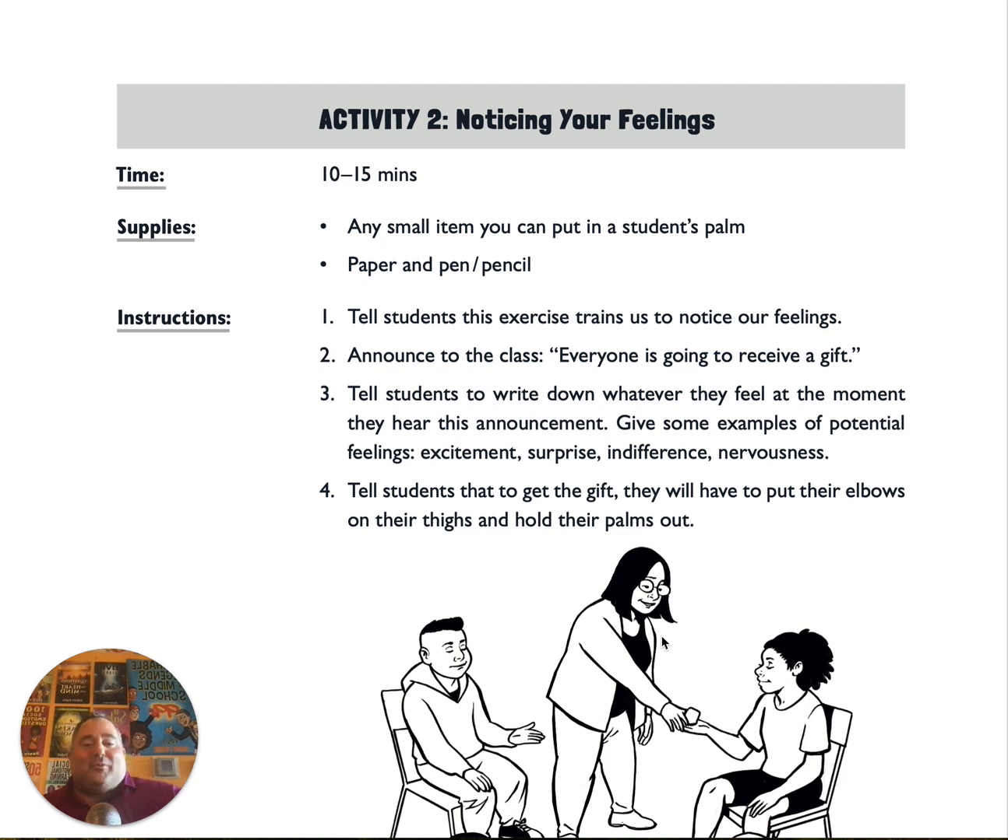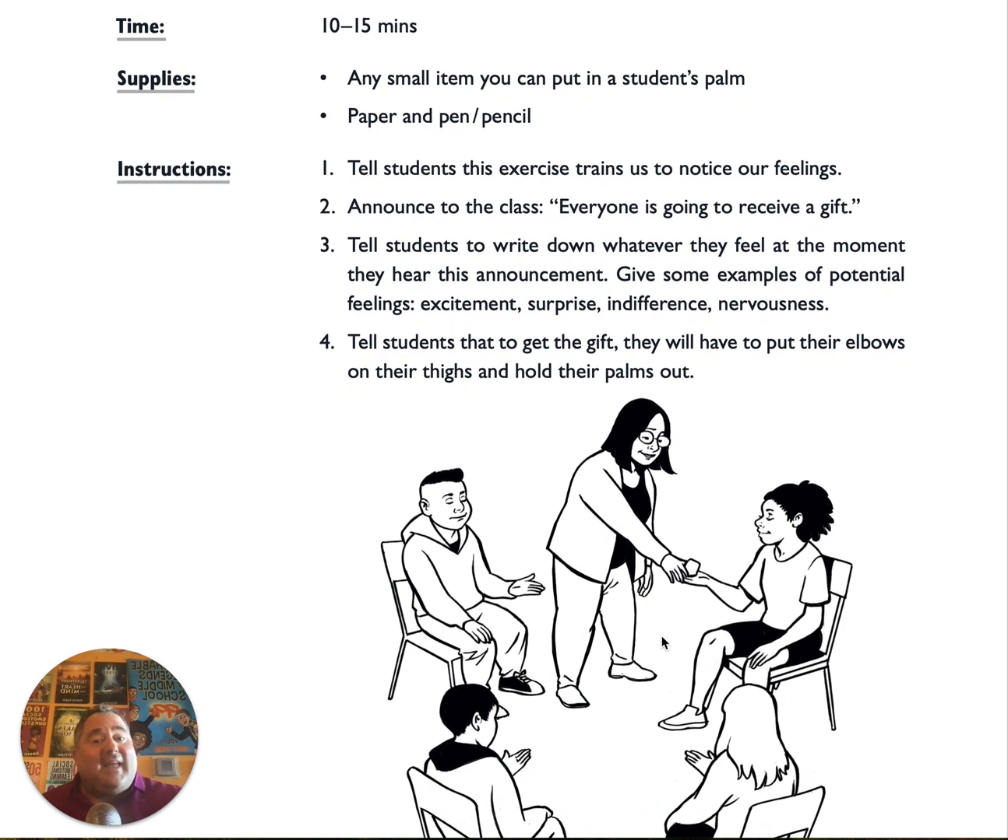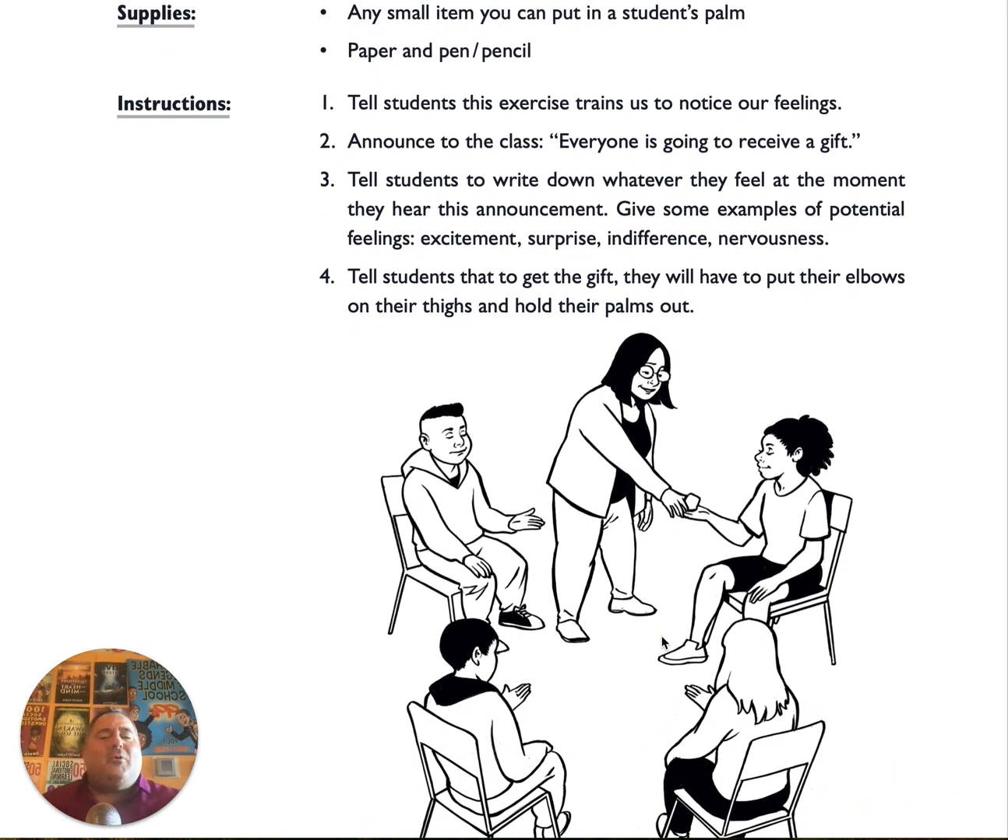Give some examples. You might feel excitement. You might be surprised. You might be indifferent. You might be nervous. Well, what kind of gift? All of this sort of builds the intrigue and the kaleidoscope of feelings they might be feeling, and all of it is welcomed. Then tell students that to get the gift, they will have to put their elbows on their thigh, it doesn't have to be exactly like that, and hold their palms out, and you'll want to demonstrate that.